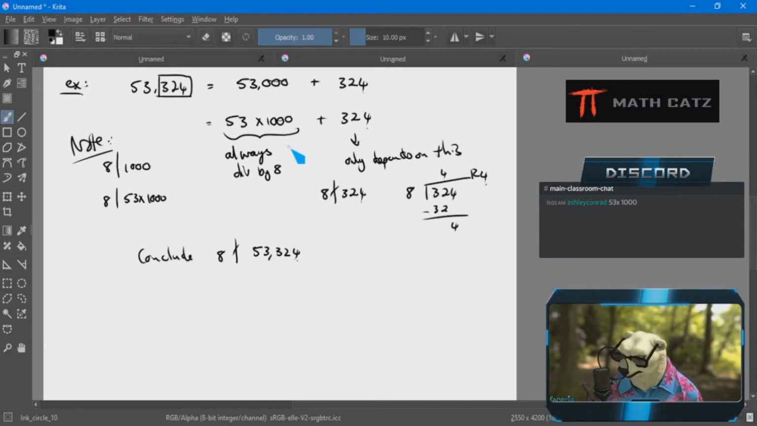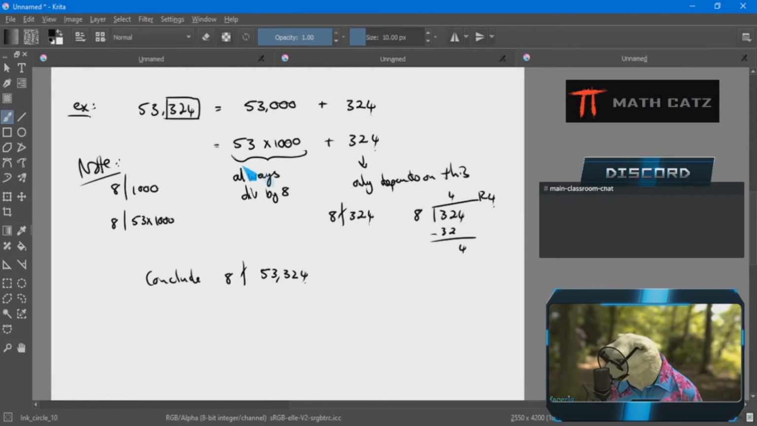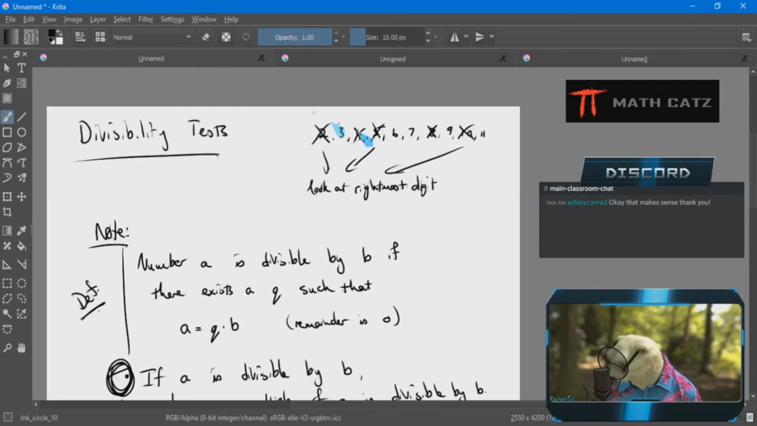I never specifically checked them. I'm trying to justify why the test for 8 is what it is. Because it's not obvious. Why do I have to check the last 3 digits? Why not the last 2 or anything else? And it's really based on the fact that 8 likes this 1,000. So perhaps I'm not understanding your question, but I don't believe we're always checking the first digits. But no, good ask. Yeah, absolutely.